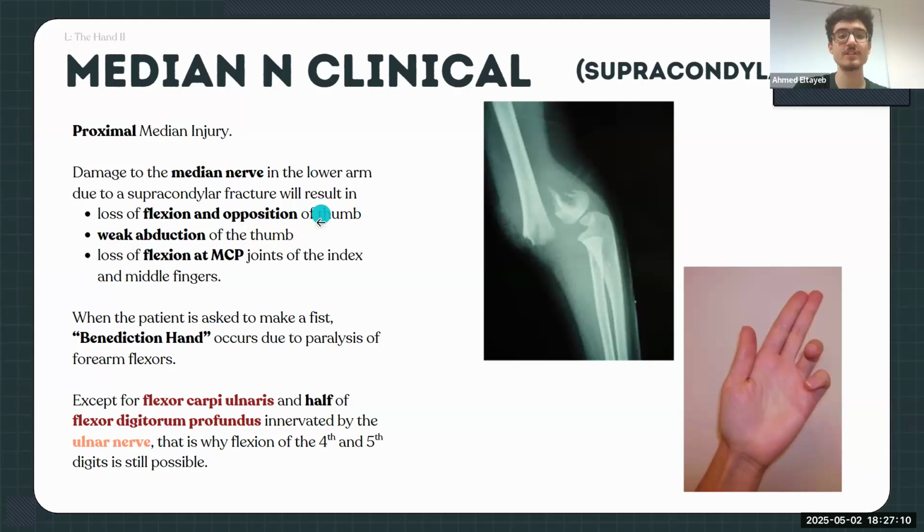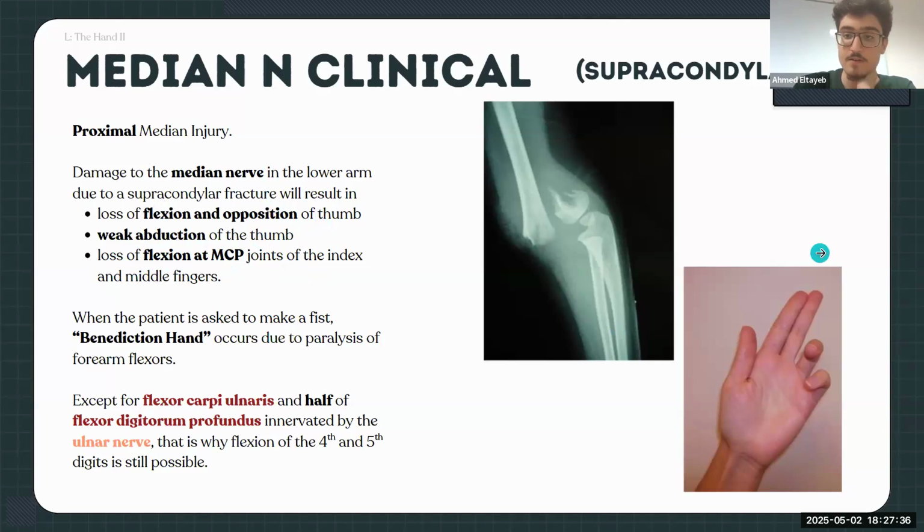You're going to have loss of flexion and opposition of the thumb as well, because the thenar compartment is lost now. The recurrent median nerve isn't going anymore, unless it's obstructed, it's cut from here. But you're not going to have opposition. You're not going to have abduction or flexion. Like it's going to be very weak. You're going to have also, as we said, loss of flexion of the MCP.